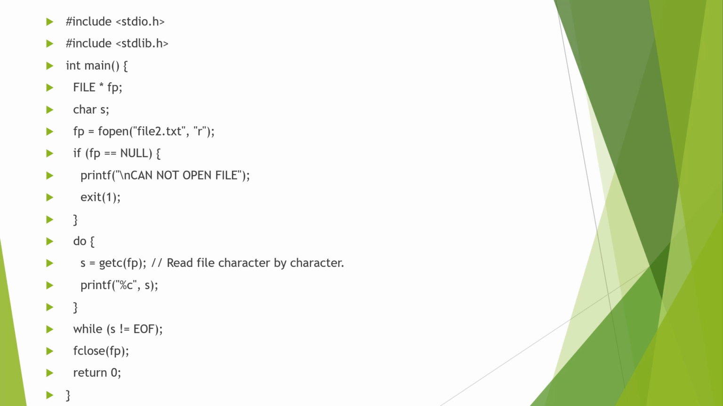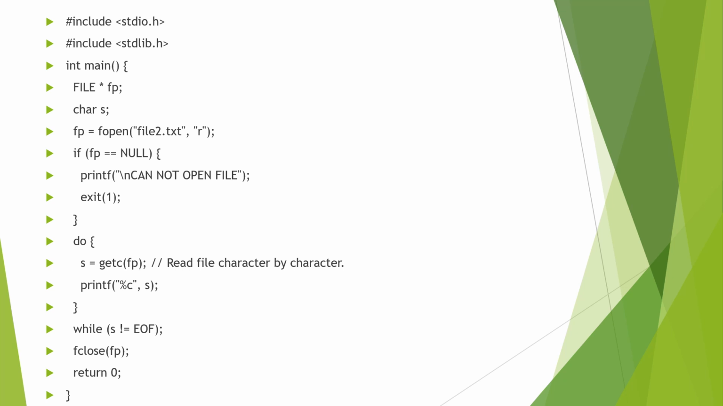Here the first two lines, #include <stdio.h> and #include <stdlib.h>, are the header files. Then the int main function is the driver of your program. The next line, FILE in capital letters, is the data type, and *fp is the pointer to your file. Then we are using a variable of character data type. Then fp equals fopen. The file name is file2.txt and we are opening that file in read mode. If fp equals NULL, meaning we are not able to open that file, then we write the message "cannot open file".